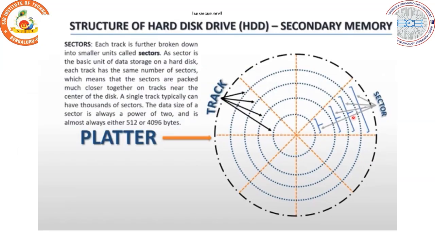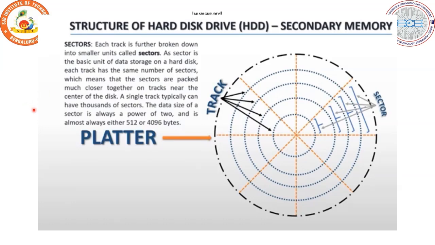Sectors are nothing but each track broken down into smaller units. A sector is the basic unit of storage on a hard disk. Each track has the same number of sectors, which means the sectors are packed much closer together on tracks near the center of the disk. A single track can typically have thousands of sectors.